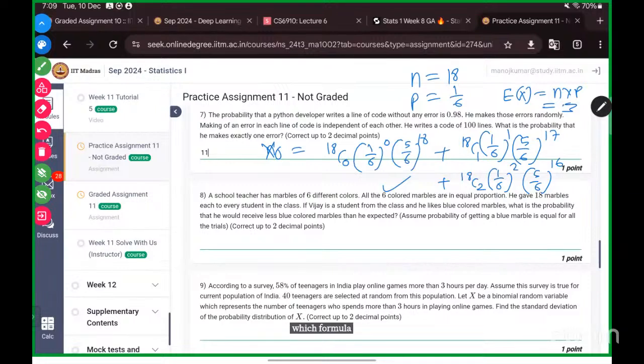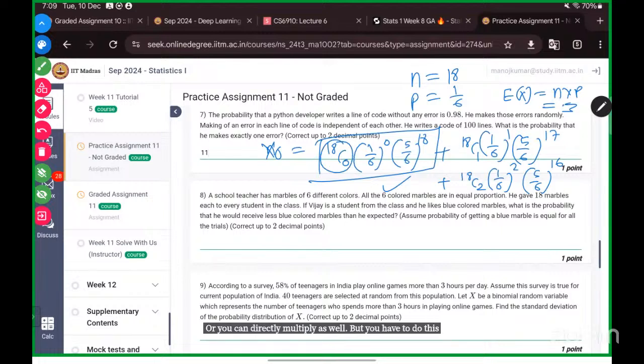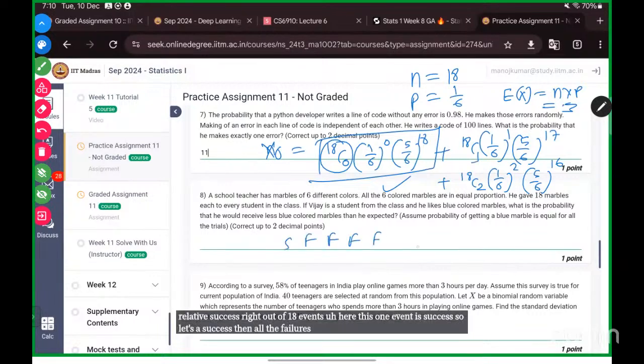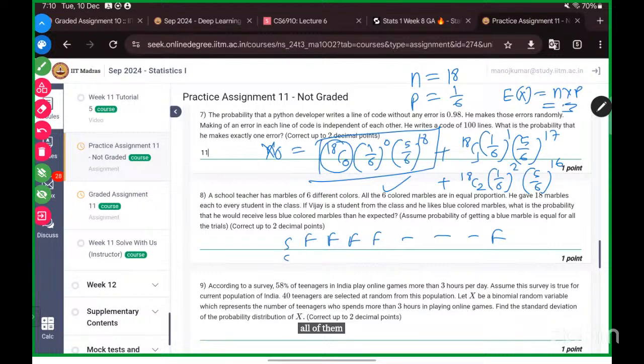Which formula apply? This is nCr, binomial. Binomial, or you can directly multiply as well. But combination also you have to consider, right? Anything could be success out of 18 events. Here this one event is success, then all the rest are failures, or it could be that the first is failure, then the second is success, right? So different ways it can happen.